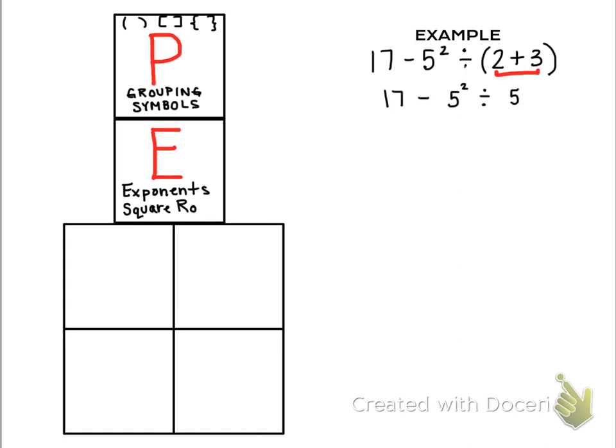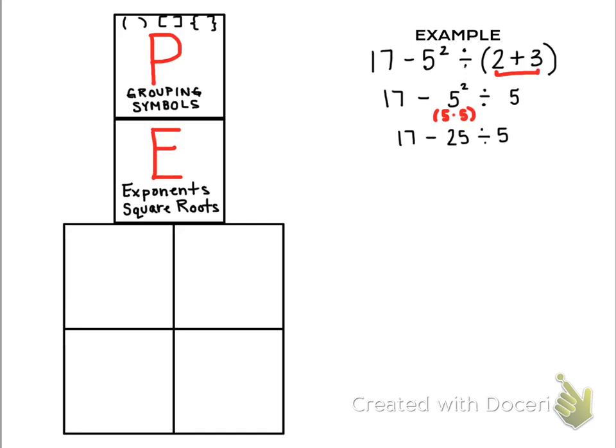So if we look at our example, do we have any exponents or square roots in our problem? And we see that we do have 5 to the second power. So we need to solve that next. So 5 times 5. Remember, it's not 5 times 2. If it were 5 times 2, they would write 5 times 2. So 5 times 5 is 25. And then we need to make sure we write the rest of the problem exactly like it's written.